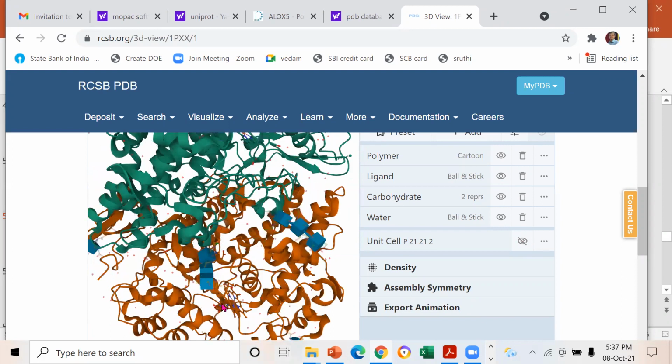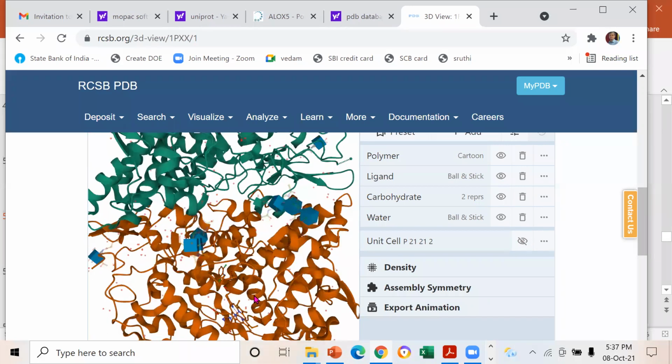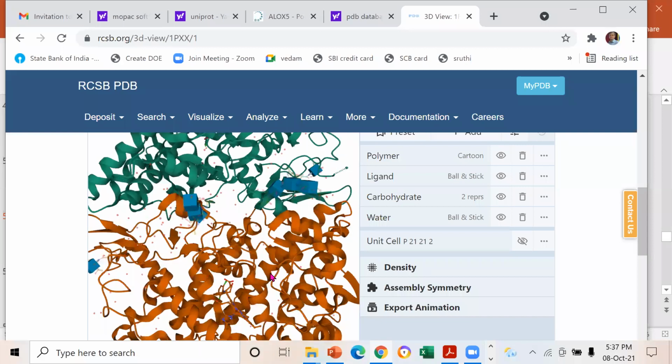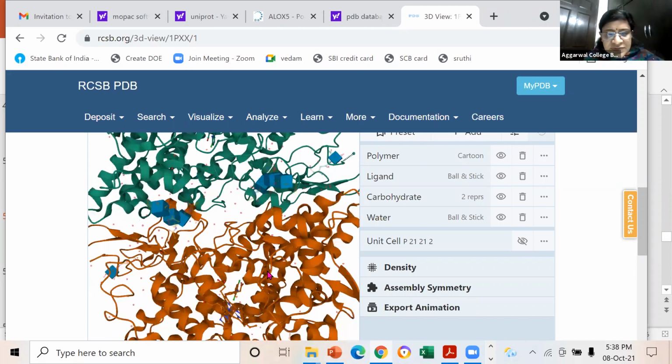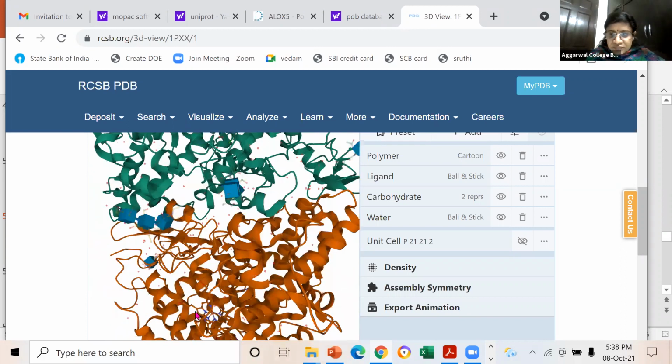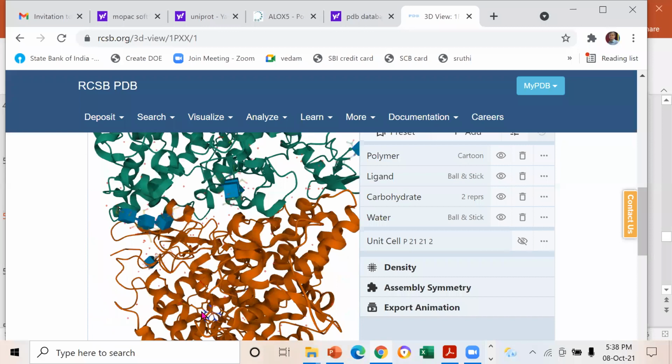Here it is, diclofenac. Can you all see this? Yes, sir. It's in a ball and stick model, right down the screen, because the ligand is in ball and stick and the polymer is in protein form.